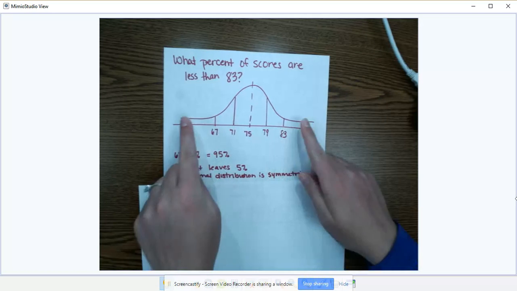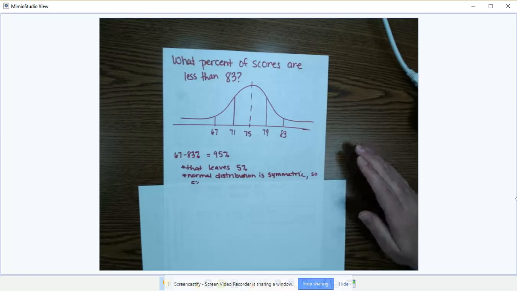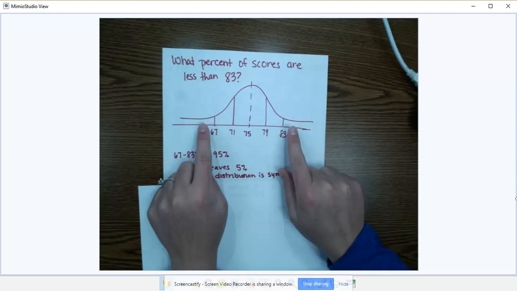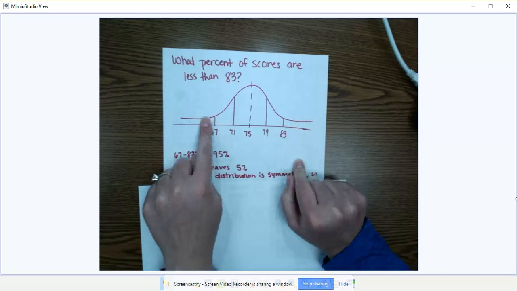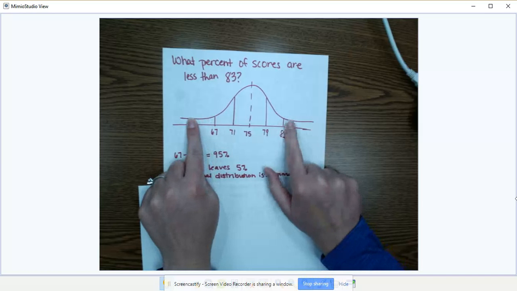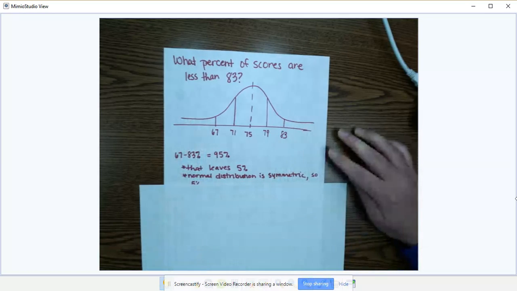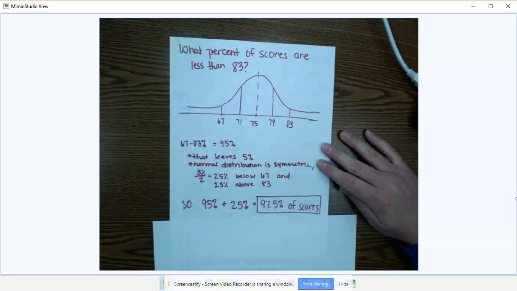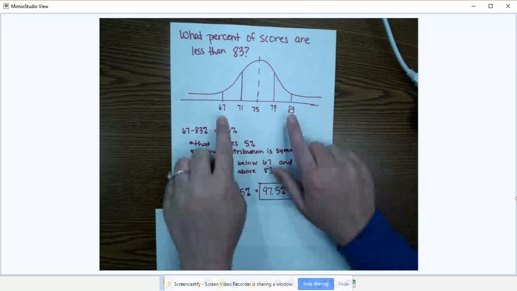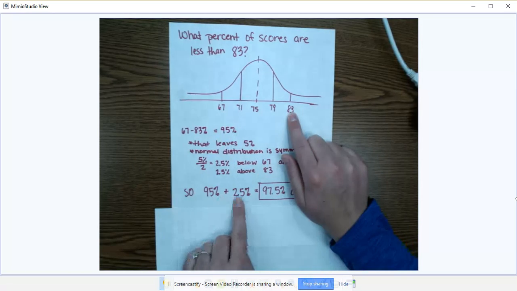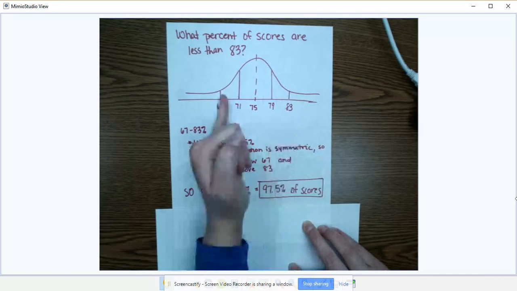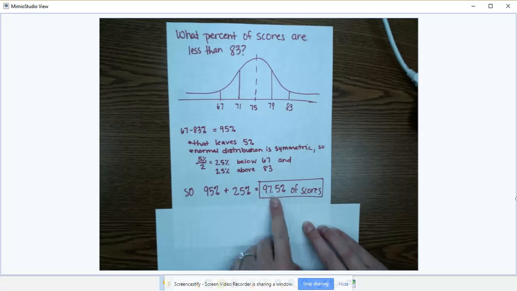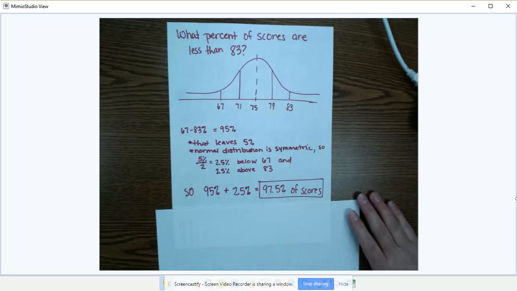Since normal distributions are symmetric, we know that that 5% left over needs to be split between the left and the right half. So 5 divided by 2 gives us 2.5. On the left half, there's 2.5% here, and on the right half, there's 2.5% there. So we're going to take our 95%, that's 67 to 83, and add the 2.5% from the left side because we wanted 83 and anything less than. So we have 97.5% of our scores are less than 83.